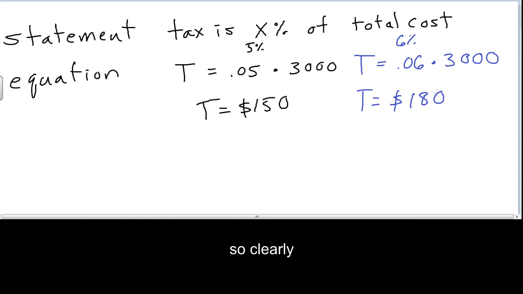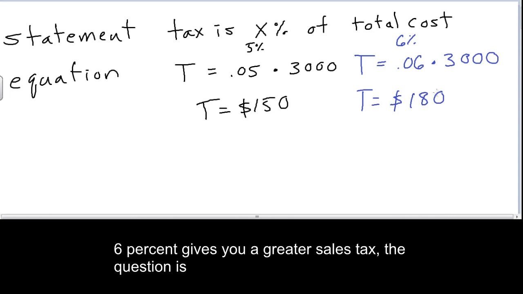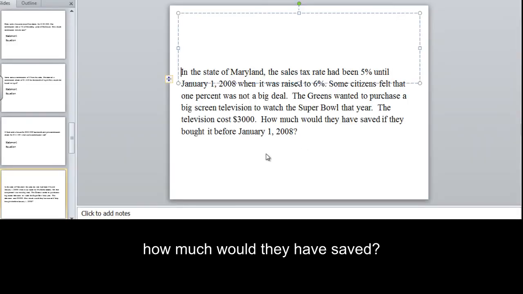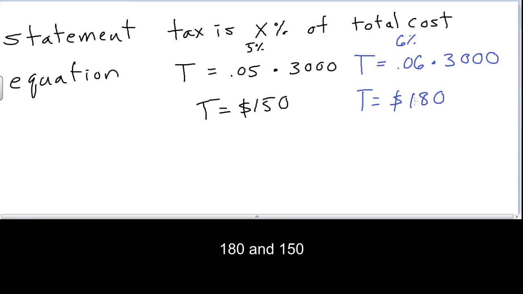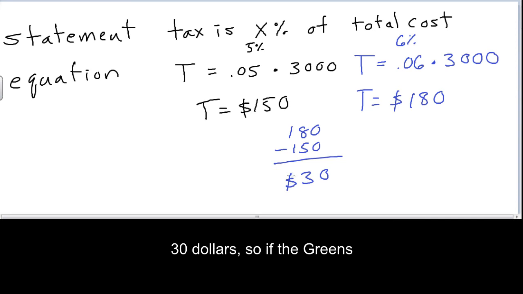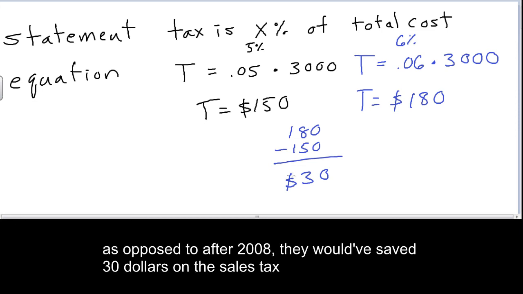So clearly, 6% gives you a greater sales tax. The question is, how much would they have saved? So we say, what's the difference between 180 and 150? I'll subtract: $30. So if the Greens would have bought in before 2008 as opposed to after 2008, they would have saved $30 on the sales tax.